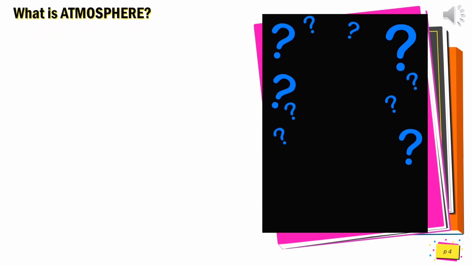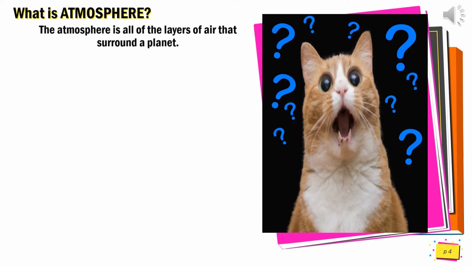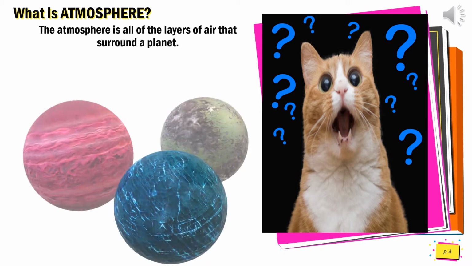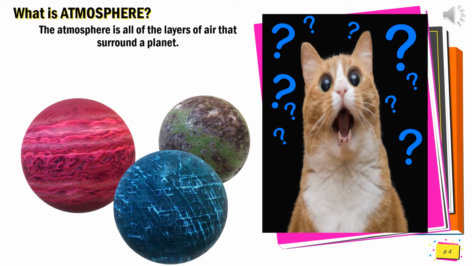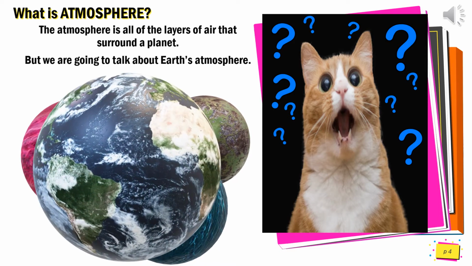What is atmosphere? The atmosphere is all of the layers of air that surround a planet. Every planet has one. Mars has an atmosphere, Pluto has an atmosphere, but we are going to talk about the unique Earth atmosphere.